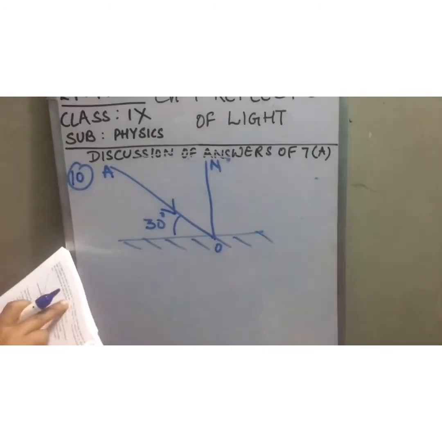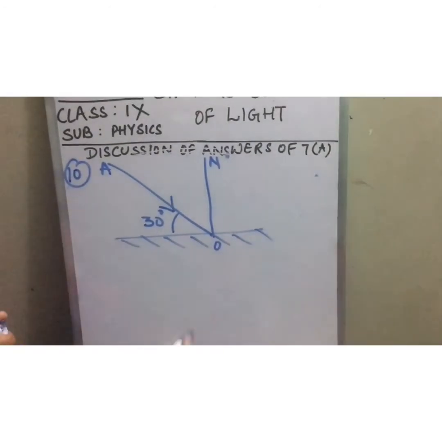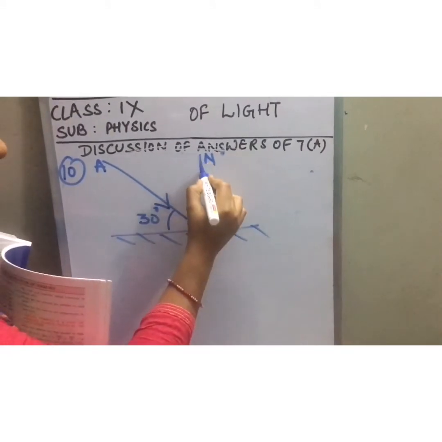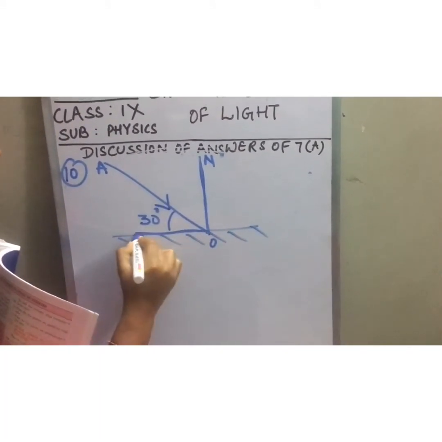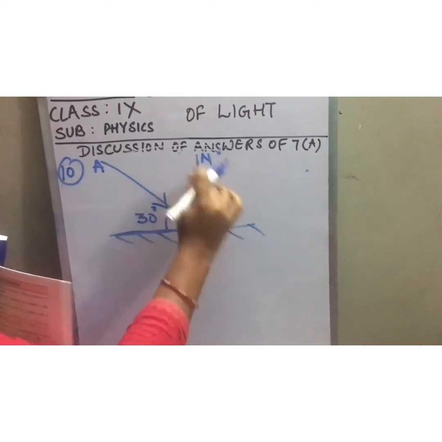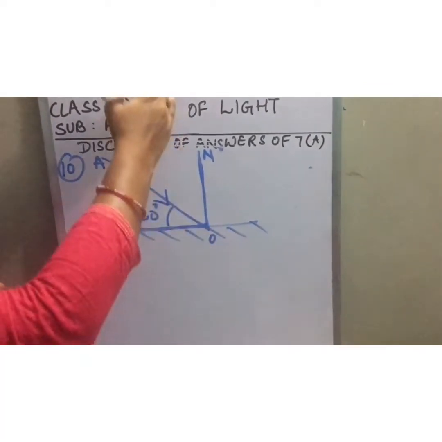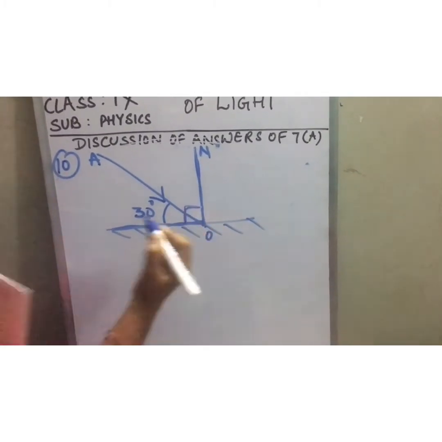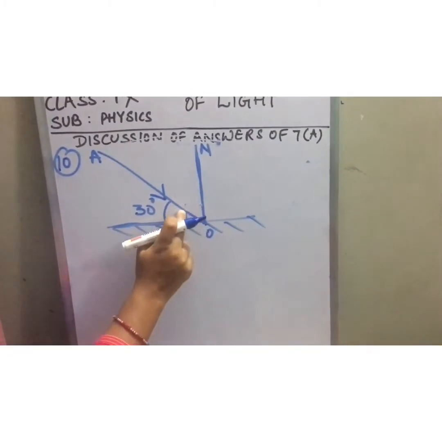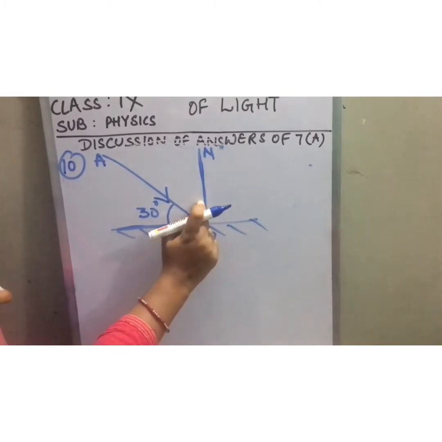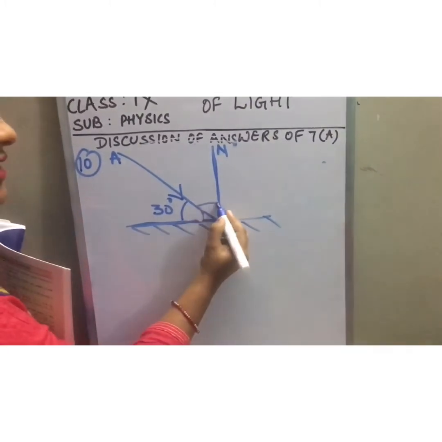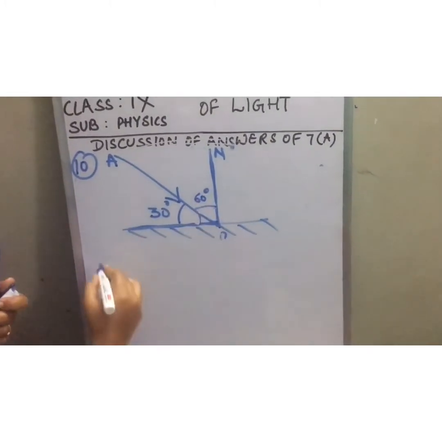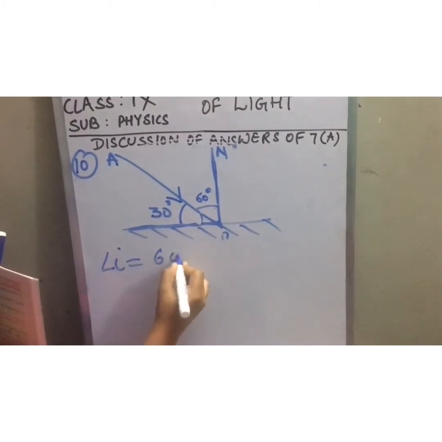Now, first of all, find the angle of incidence. What is the angle of incidence? We know that the normal always makes an angle of 90 degrees with the plane mirror, since it is a normal. So the total angle is 90 degrees, out of which 30 degrees is this. That means this angle is how much? 90 minus 30, 60 degrees. This is 60 degrees. So the angle of incidence is 60 degrees.